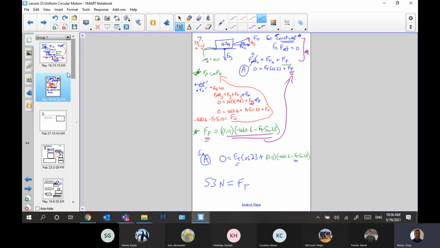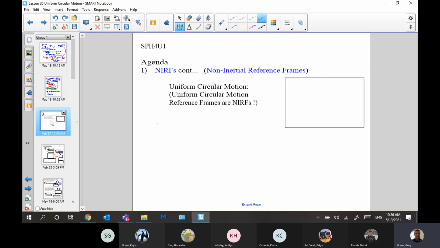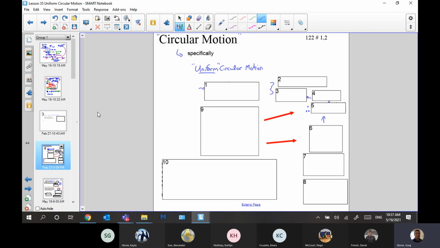All right, so moving on. We have been looking at non-inertial reference frames. We're going to keep going on that and get more and more comfortable with the weirdness of it. There is some redundancy in this, so when we get to it I'll say, oh, you've seen this, but that's okay.